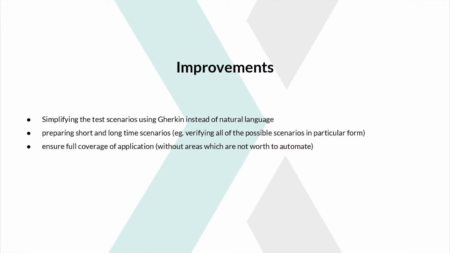During the development, we can just run the short smoke tests, which verify if the user can fill the form and trigger proper validation. And during the long-time scenarios, which are run during the regression tests, we can verify all of the relations between drop-downs, etc. And we wanted to ensure full coverage of the application, of course, the areas which are worth automating.